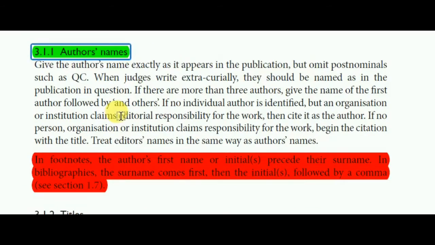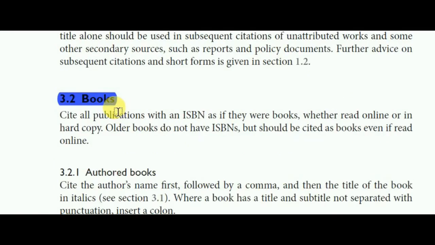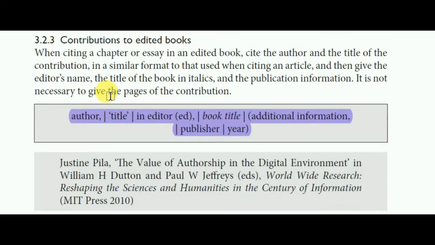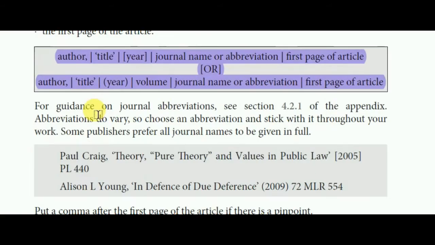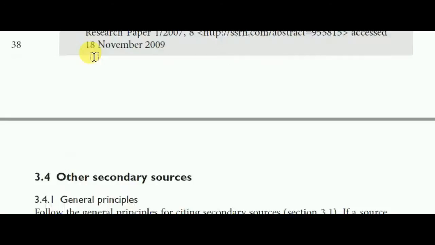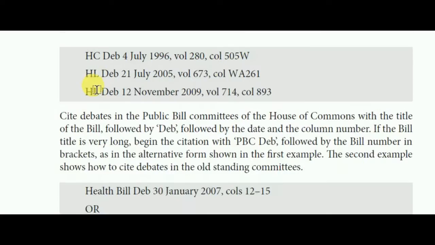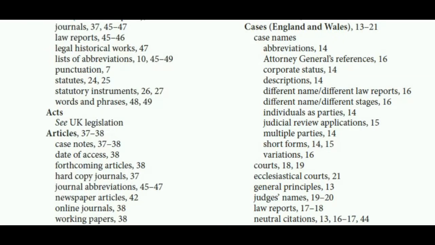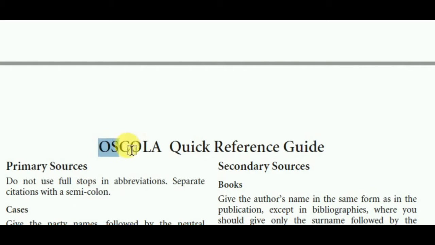Let's now look at secondary sources, which are in Section 3. Read through 3.1 about authors' names, and again for each source type, such as book or article, note the format so that you can just piece the information of your secondary source into OSCOLA format. Spend some time looking at the different examples given. As for Section 4, you may just wish to keep the last page, which is the OSCOLA Quick Reference Guide, handy for frequent checks.